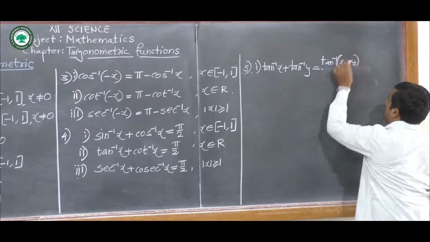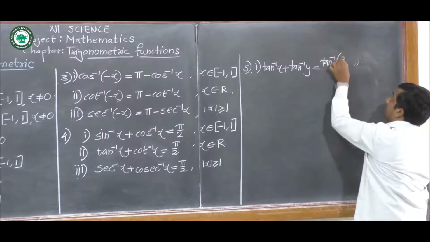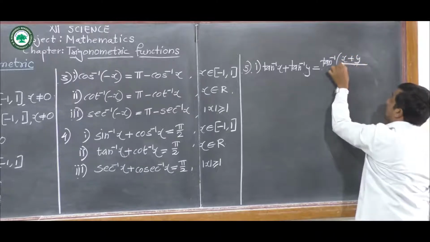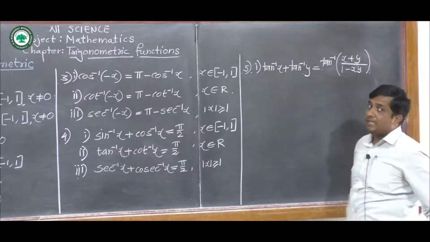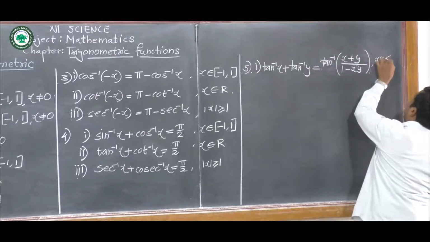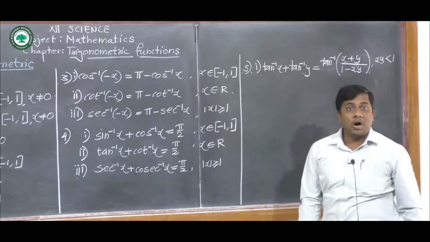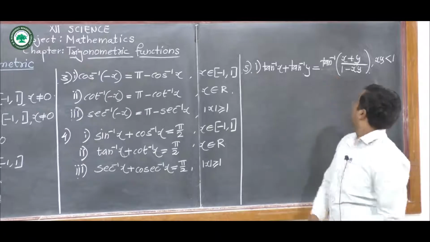Inside this bracket, I repeat, tan inverse of (x plus y) divided by 1 minus xy. And the condition here is that the product of x and y is less than 1. If the product is less than 1, then we use the same property.